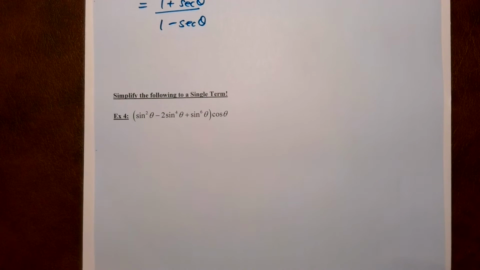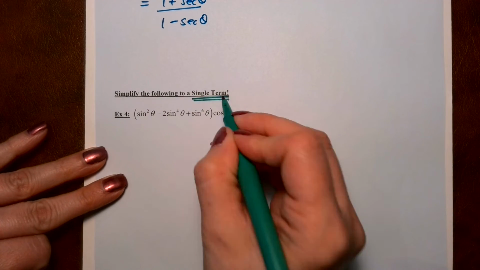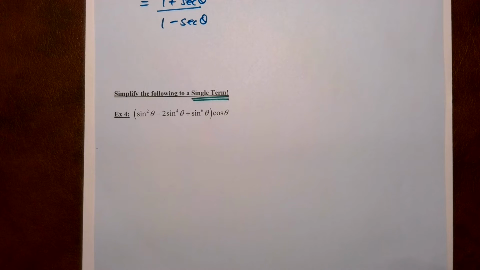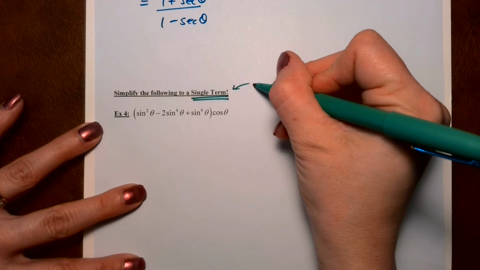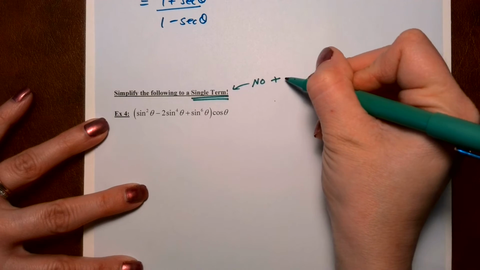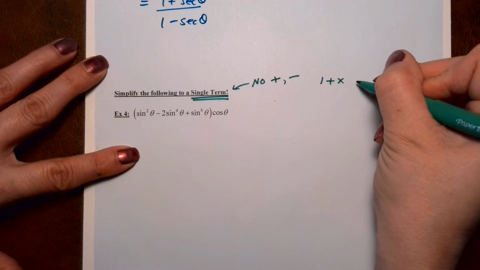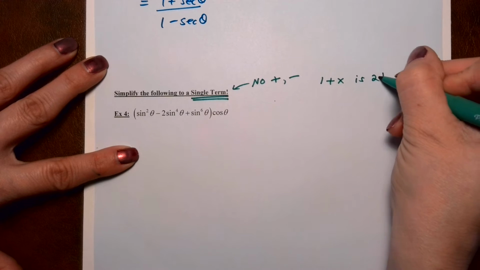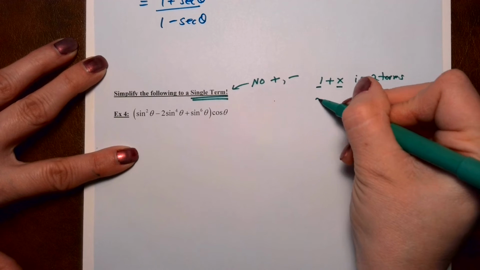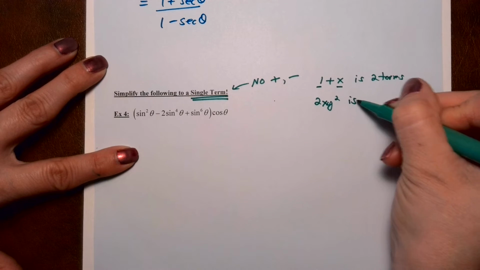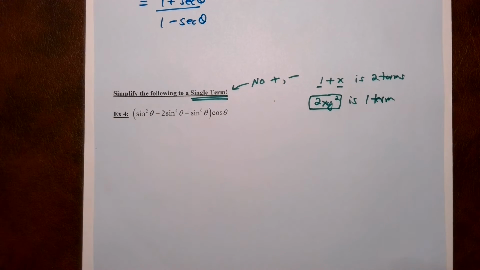Number 4. Simplify to a single term. Okay, that's a huge hint. A single term. Okay, a term does not have, there's no plus signs or minus signs. Okay, so 1 plus x is two terms because of the plus sign. But 2xy squared is one term because it's all being multiplied. So no plus and minus signs.